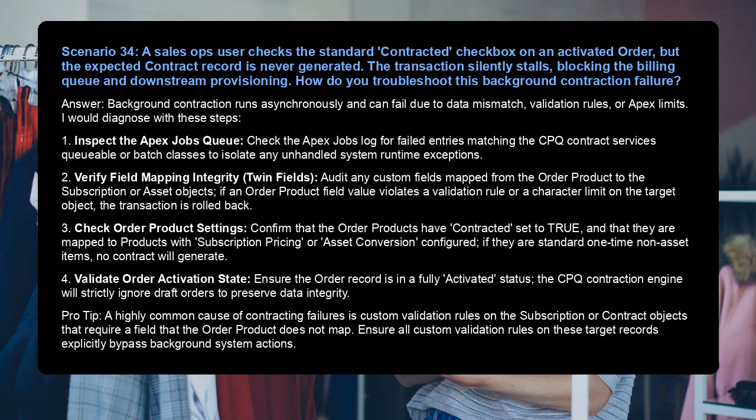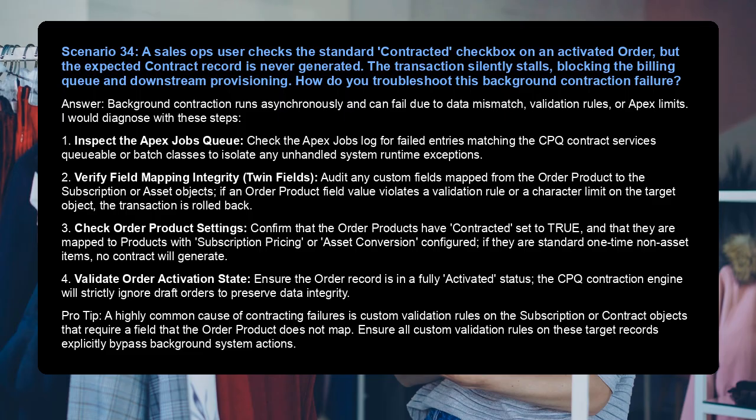Scenario 34. A sales ops user checks the standard contracted checkbox on an activated order, but the expected contract record is never generated. The transaction silently stalls, blocking the billing queue and downstream provisioning. How do you troubleshoot this background contracting failure? Answer: background contracting runs asynchronously and can fail due to data mismatch, validation rules, or Apex limits. I would diagnose with these steps.